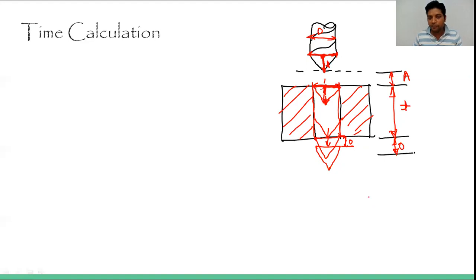So I'm just making that figure. If we are traveling this much extra, this is nothing but l. So this is a, this is b, this is c, and this is d, and this is nothing but the complete D diameter of this drill bit. Okay, so this complete is 2 beta.